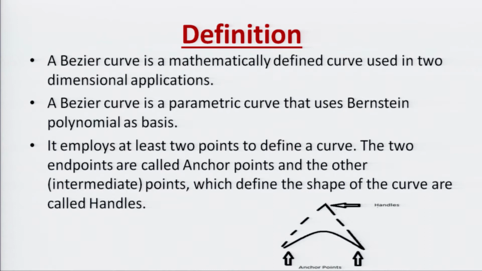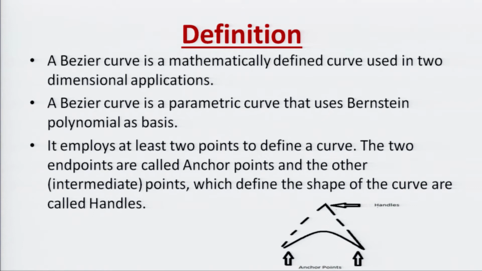Then coming to the definition of the Bezier curve. A Bezier curve is a mathematically defined curve used in 2-dimensional applications. Basically, a Bezier curve finds its usage in 2-dimensional applications, but nowadays we use it in 3-dimensional applications as well. A Bezier curve is a parametric curve that uses Bernstein polynomial as basis. We will be discussing it further in later slides.